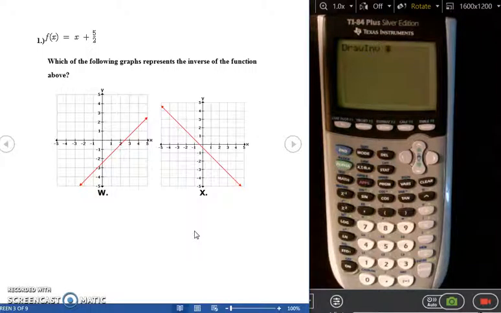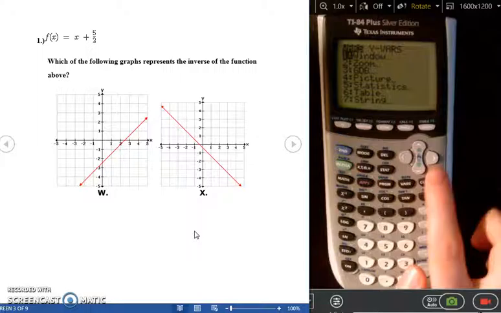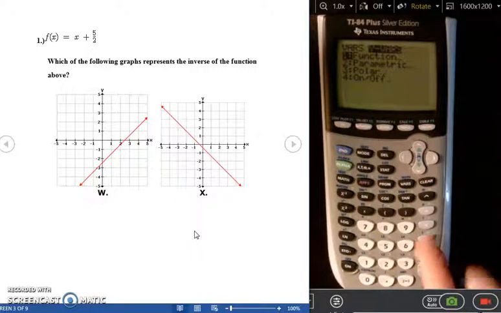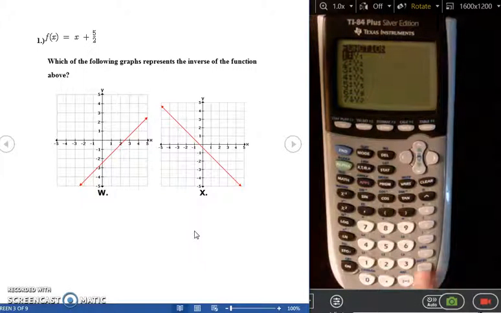Now I have to tell it what to draw the inverse of. I want to draw the inverse of Y1. So I'm going to go into Vars, scroll over to Y-Vars, make sure the 1 is highlighted and press Enter. Then I want Y1 and the 1 is highlighted, so I'm going to press Enter. Now I'm telling the calculator to draw the inverse of Y1, and Y1 is where I had put that (x plus 5) over 2.